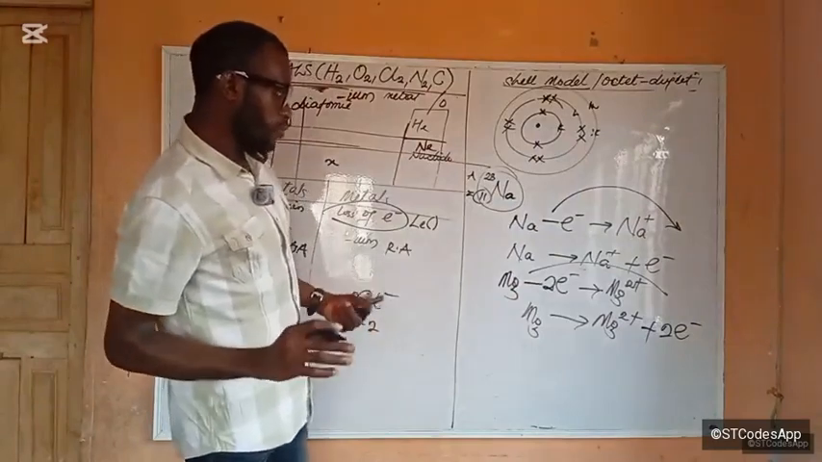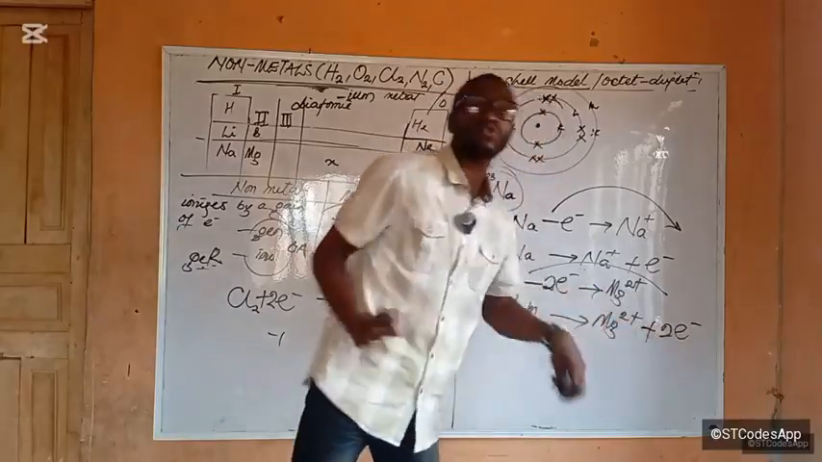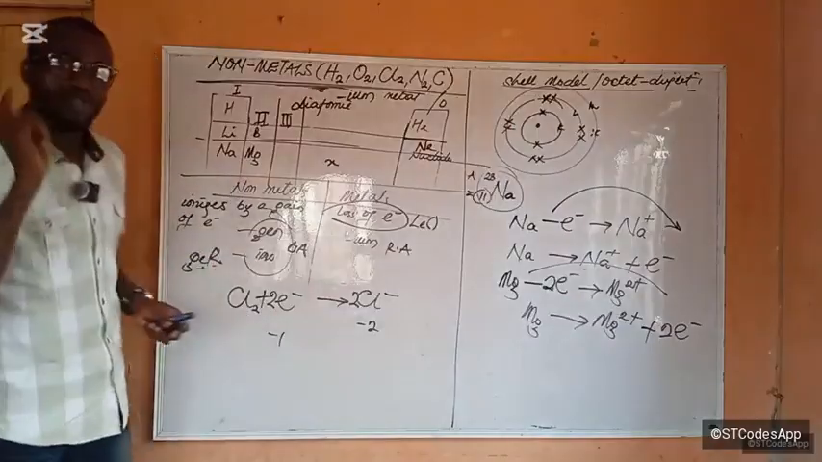Now, do we need to balance out? Let's see. What's the total charge here? 0. Total charge here: plus 2, minus 2, 0. Do you now understand? Let's do one more gas.